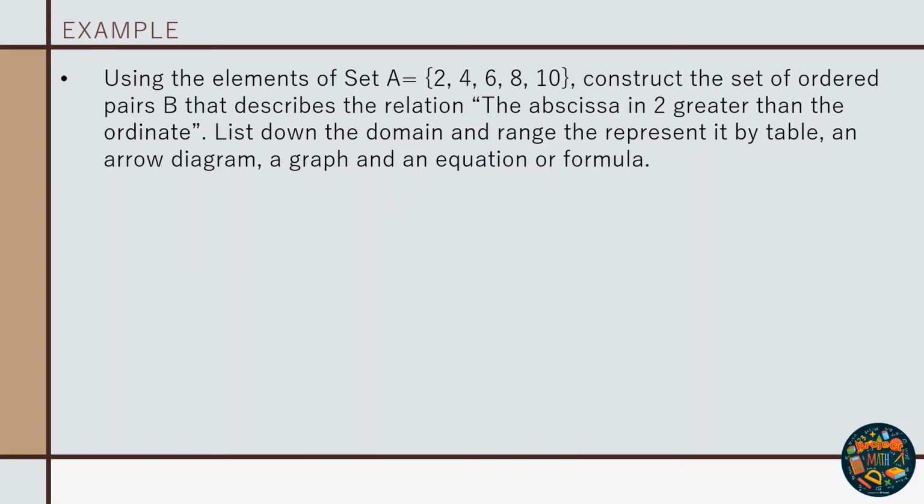How about the rule of the relation? Okay, since the abscissa or x is 2 greater than the ordinate. Sabi niya, mas mataas ng 2 yung x kaysa sa y. So, ang rule natin ay y is equal to x plus 2.